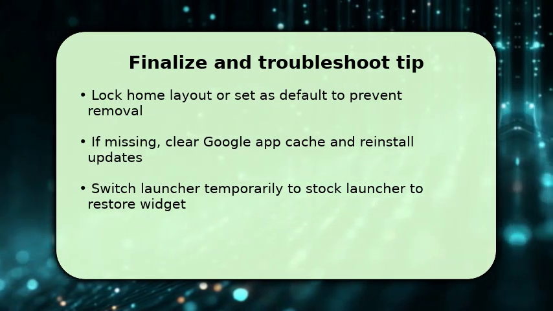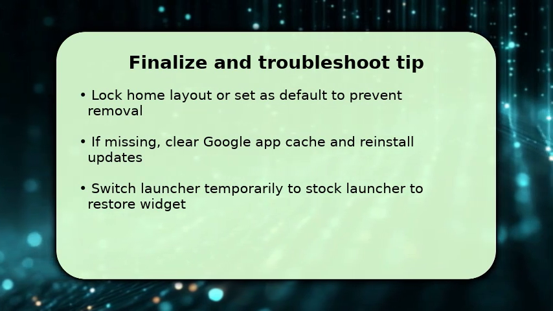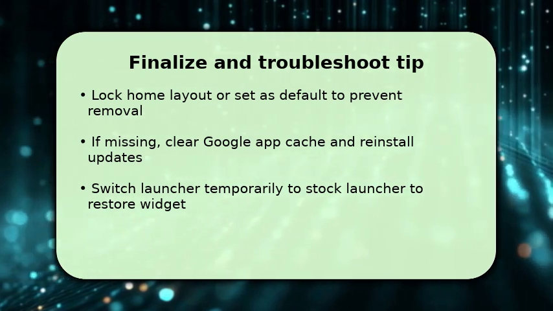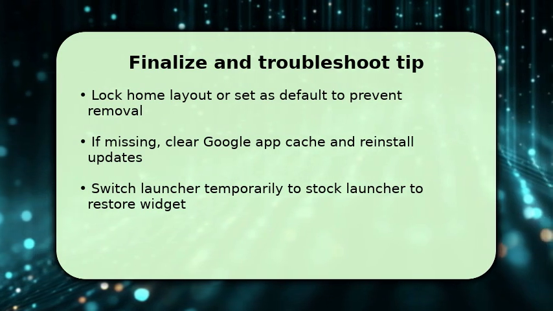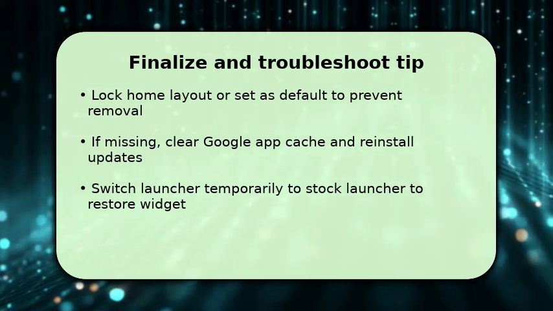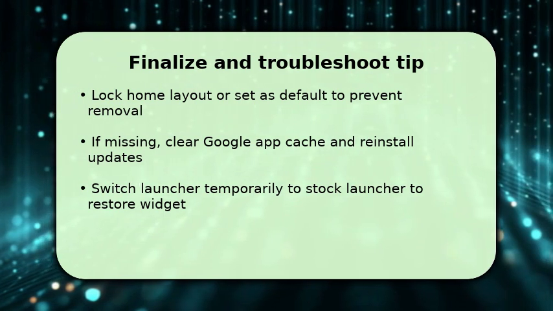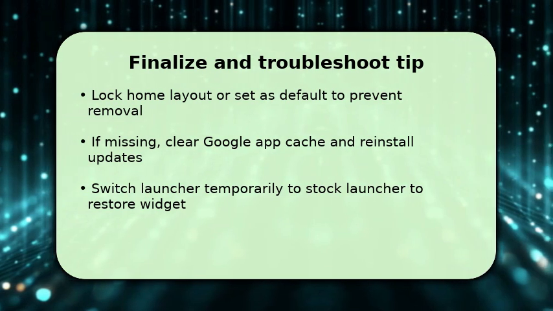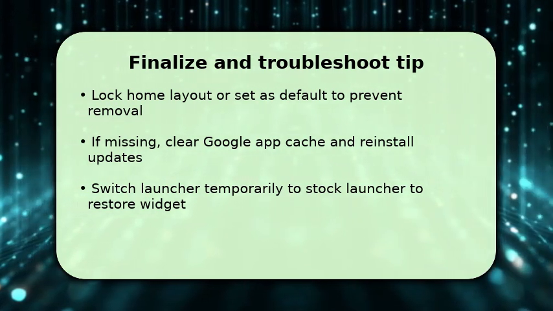If the bar disappears, open Settings, Apps, Google and clear cache, then check for and install updates or reinstall the app. As a last resort, switch briefly to the device's stock launcher, add the Google bar there, then return to your preferred launcher. This often restores the widget placement and solves hidden compatibility issues.